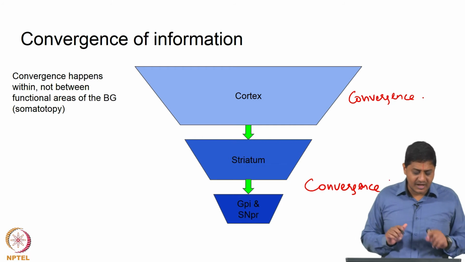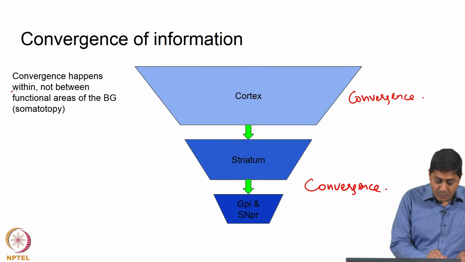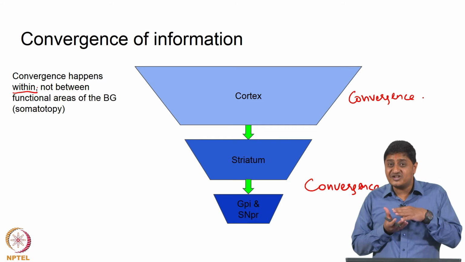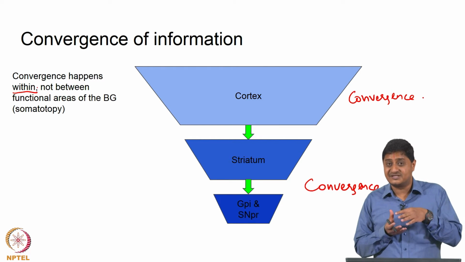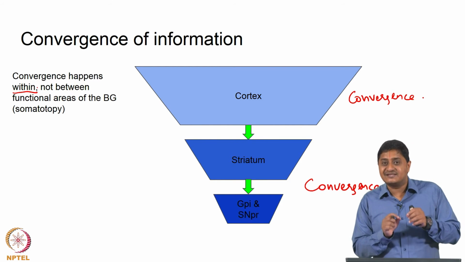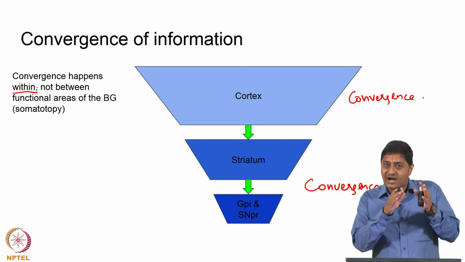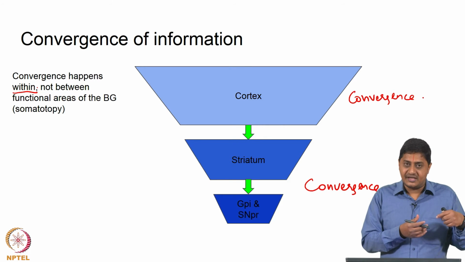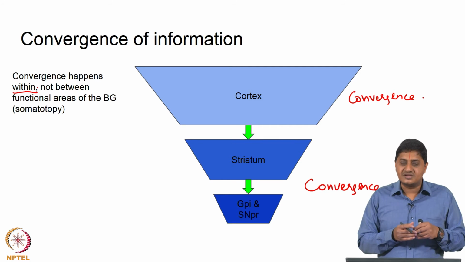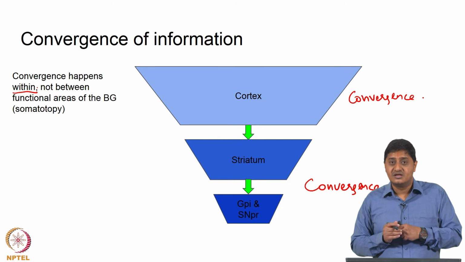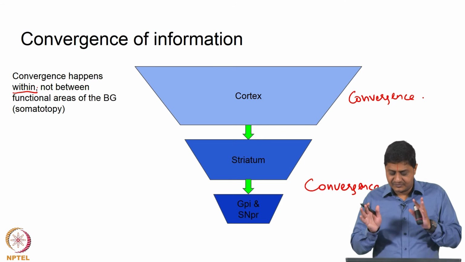Actually, this is not what happens. This is a very important concept: convergence happens within functional and anatomical areas within the basal ganglia, not between. So, essentially this is done while maintaining segregation. There is convergence. A lot of cortical neurons come, say, from supplementary motor area and they project to a smaller number of neurons in the striatum, and those neurons in the striatum project to a smaller number of neurons in the output circuitry, basically the pallidum.